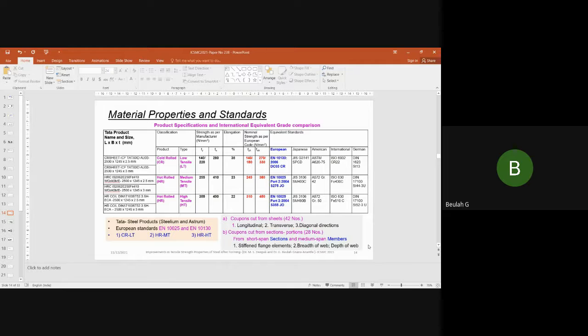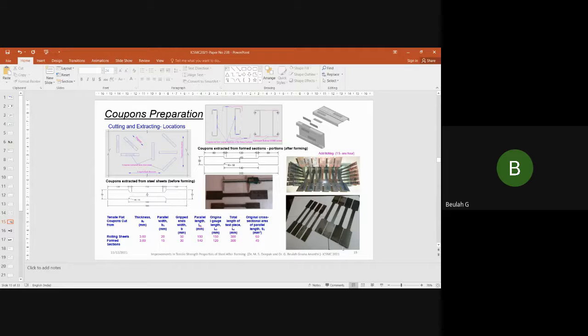So here, as I have highlighted the longitudinal, transverse and diagonal directions, the coupons have been cut from the stiffened flange elements, from the breadth of the web and from the depth of the web. The coupon preparation to study the stress strain behavior is shown here. This is the pattern in which the coupon has to be extracted before forming. Before forming means the required shape is cut from the coil itself. These are the dimensions as per the European standards, and this is the coupon dimension as per the European standards after forming.